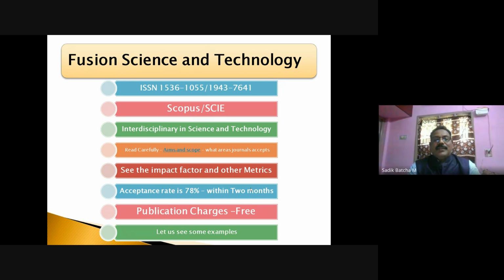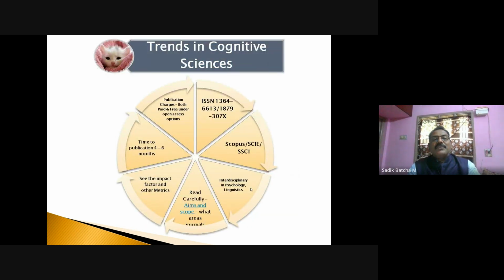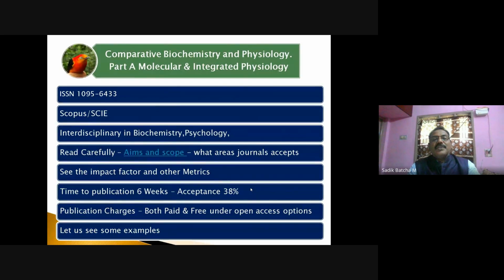Okay, right. So this is one journal whose acceptance rate is 78%. Within 2 months, they will publish. Science Bulletin is one journal. This also has both free and open access options. Trends in Cognitive Sciences. Then Comparative Biochemistry and Physiology. This is also one journal, and the acceptance rate is 38%. Publication charges are both paid and free.